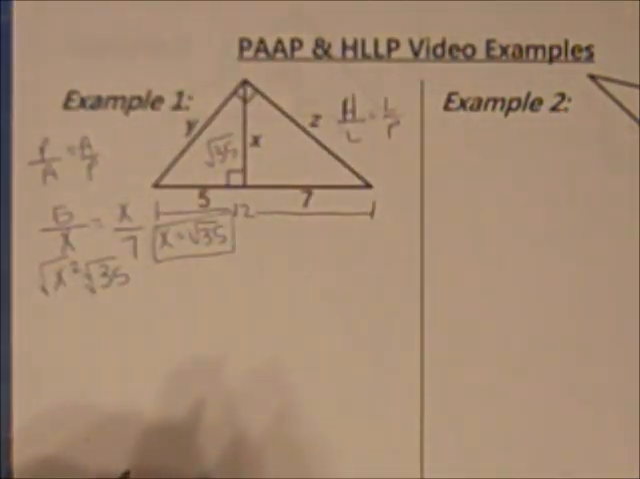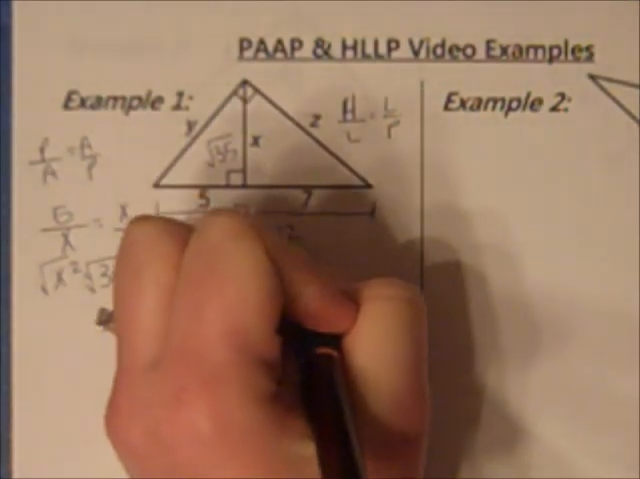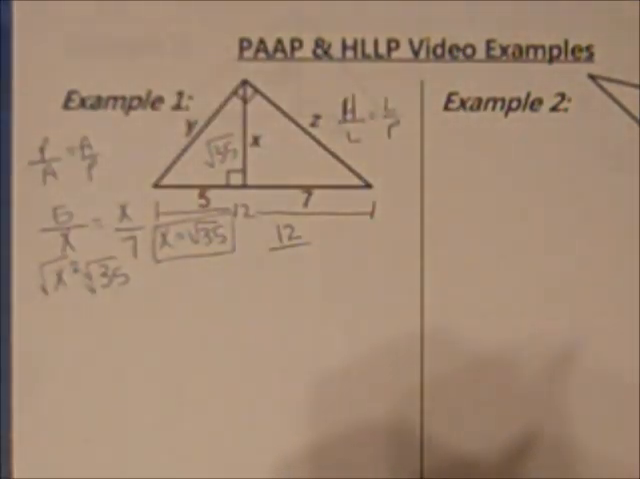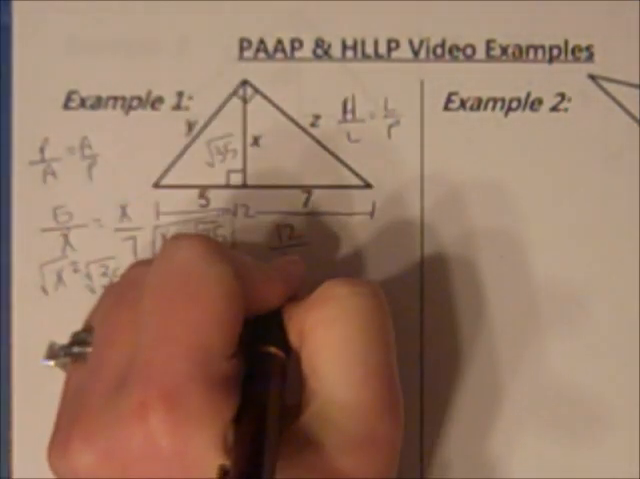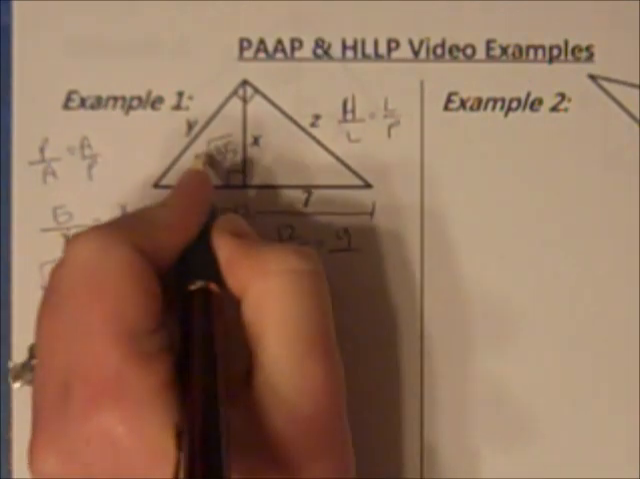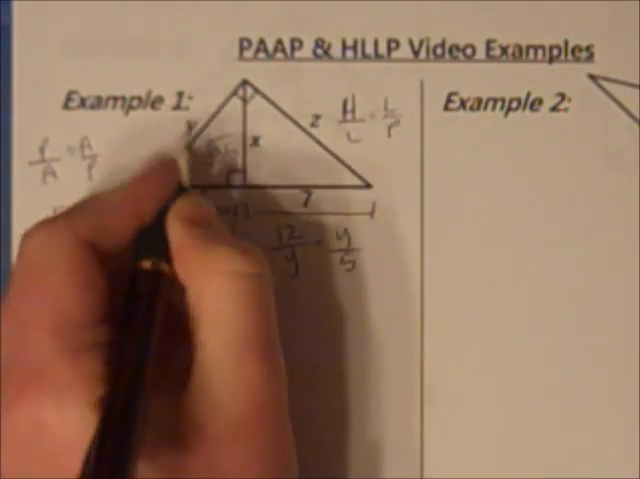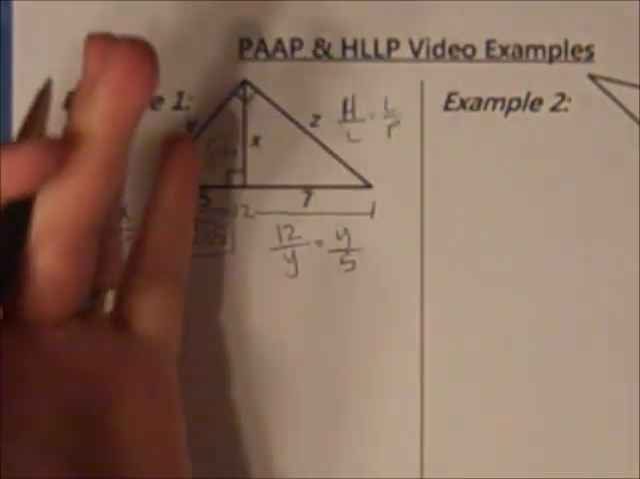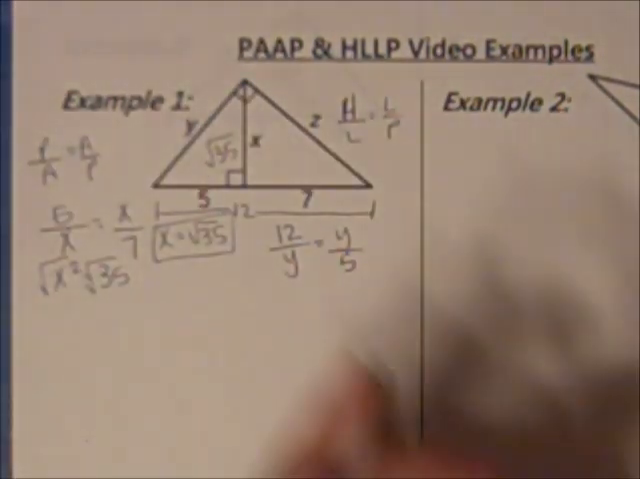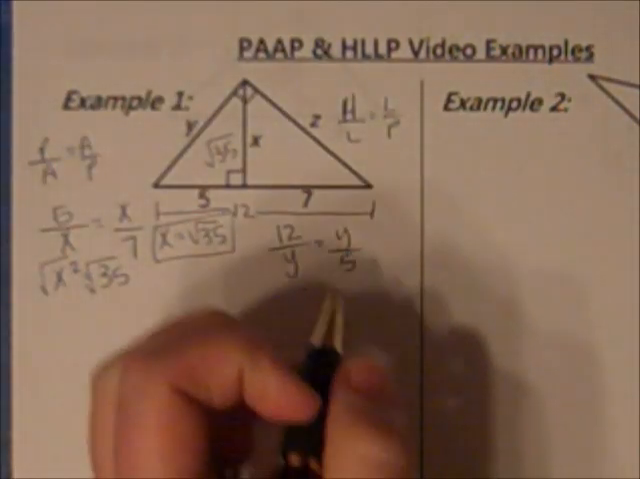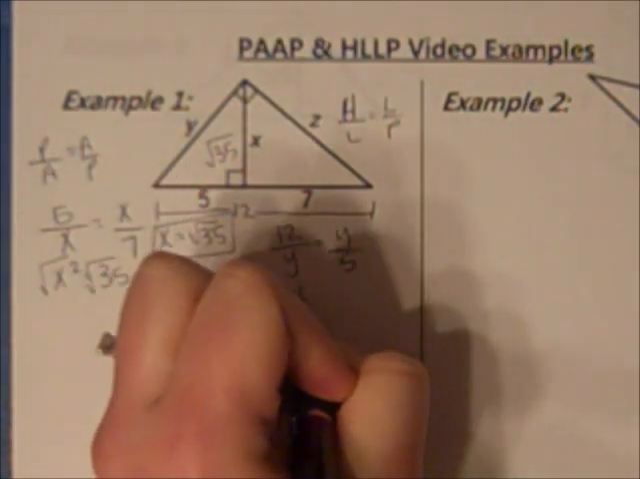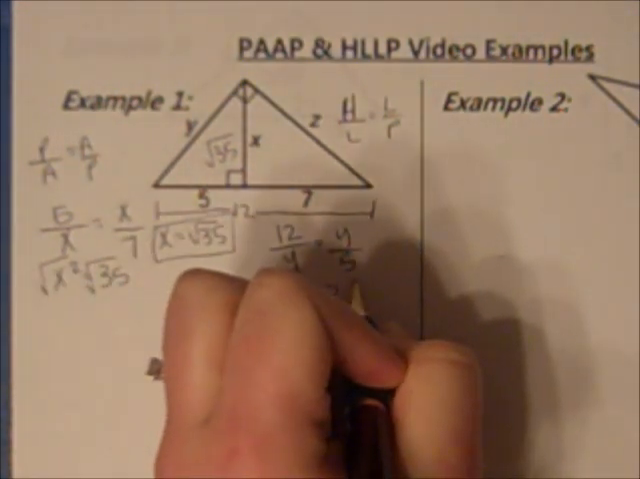Okay, so hypotenuse is 12. Over, I'm going to do the left one first, it doesn't matter which one you do, over leg equals leg over its part. Remember, you have to stay on the same side, so if I use the left leg, I have to use the left piece, no crossing over. Okay, so y squared is equal to 60.